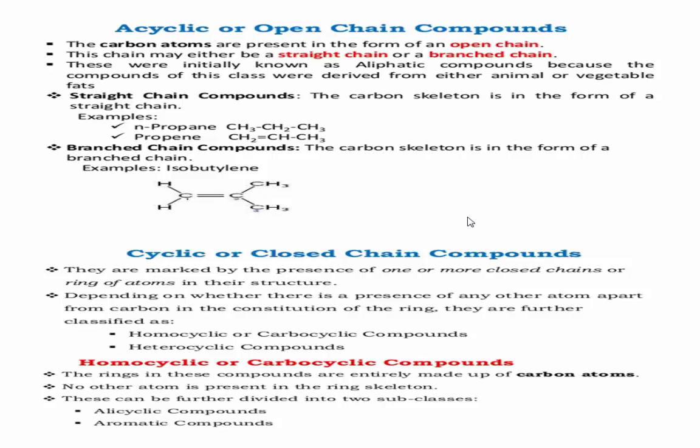Next, see here the given example. This is an example of isobutylene. It contains carbon with a double bond and the respective hydrogen atoms. Here an open chain of carbon atoms is present. Therefore, this is an example of acyclic compounds.